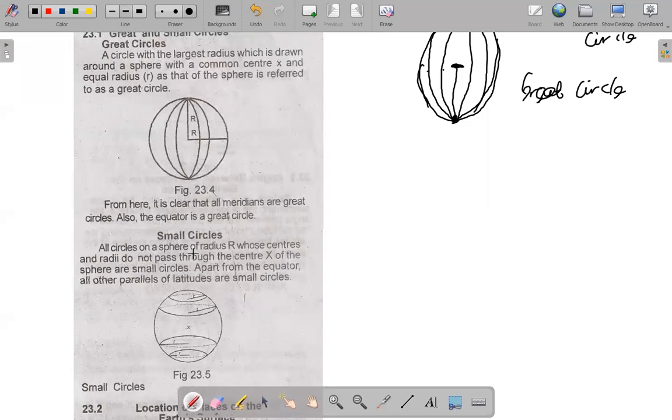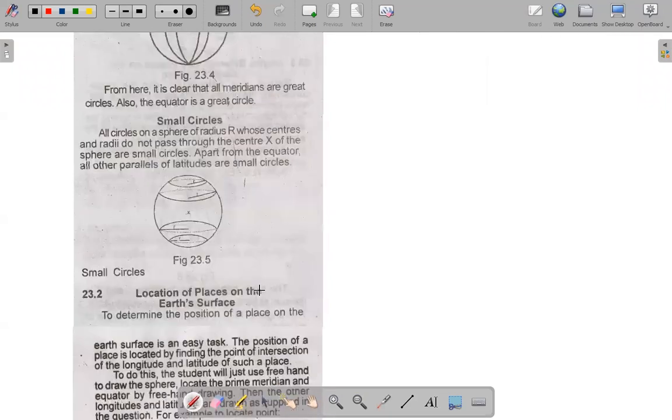All circles on a sphere of radius r, whose center and radii do not pass through the center X of the sphere, are small circles. Apart from the equator, all other parallels of latitude are small circles.